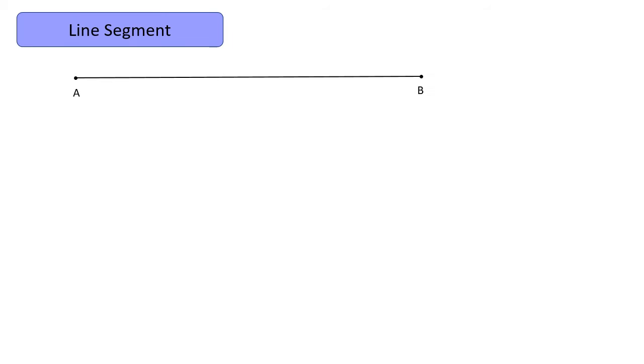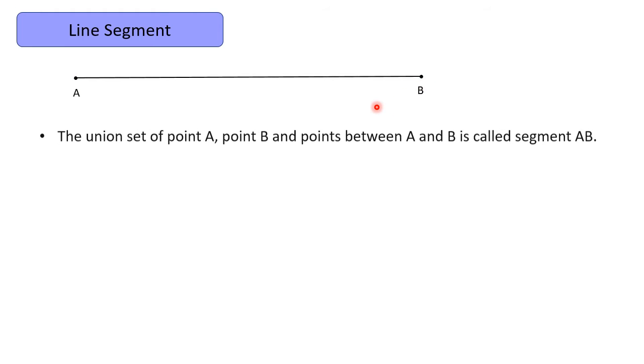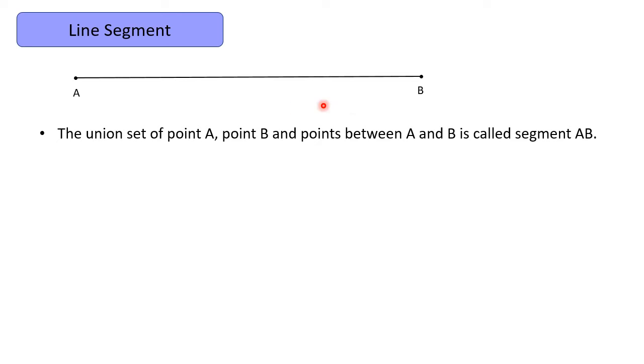So it looks like this. The diagram which is appeared on the screen has two endpoints, point A and point B. So this is nothing but a line segment. Another definition is the line segment is the union set. What is union set? Union means united. United means all the points which are there that we take as united or together.